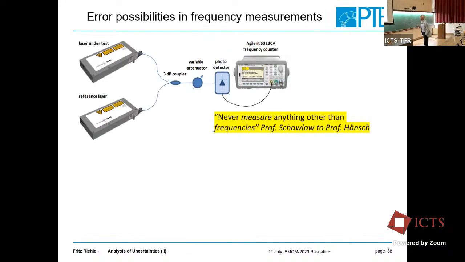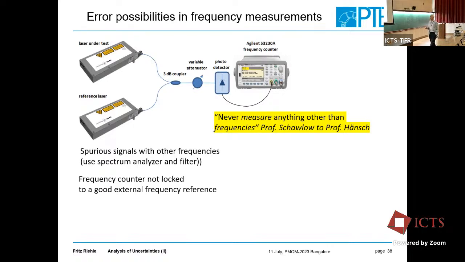Even though Professor Charlotte said to Professor Hänsch, never measure anything other than frequencies. This is probably correct, but do the frequency measurement very correctly. So spurious signals with other frequencies can perturb. The best thing is to use a spectrum analyzer and look at what's going around. Then use filters, change the filter bandwidth, and look if the frequency that is measured is changing. If so, you have a problem. Okay.